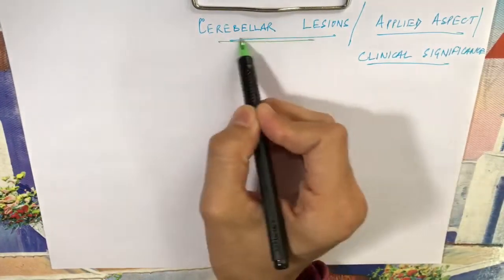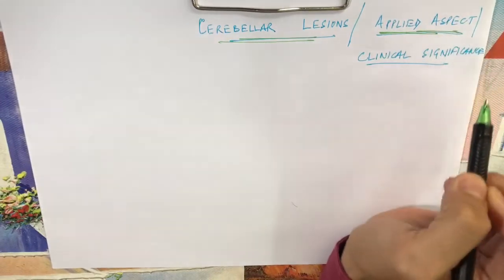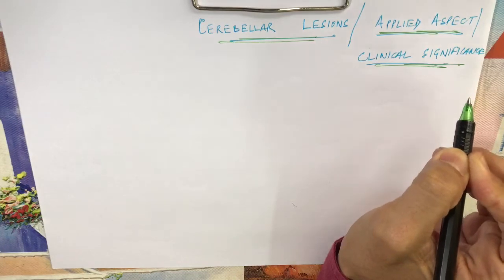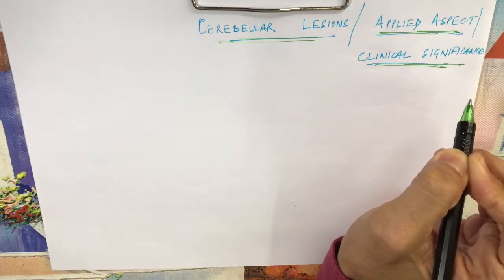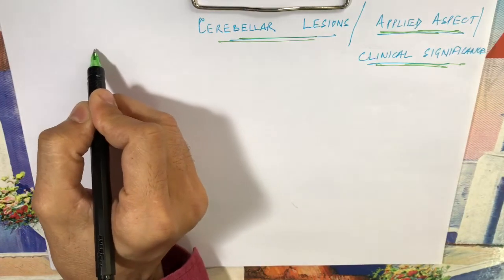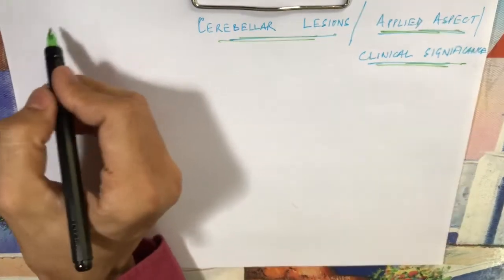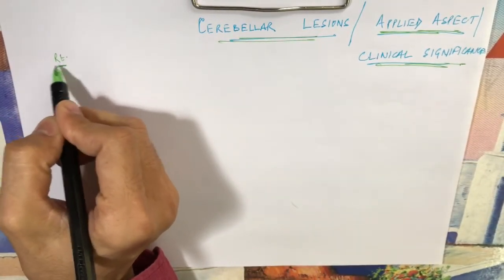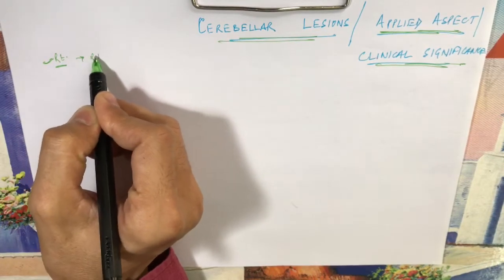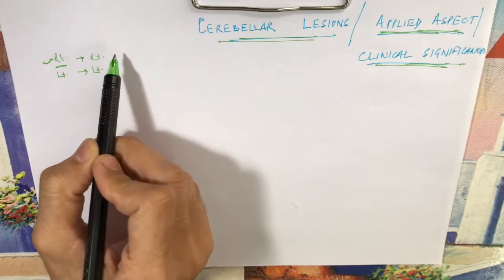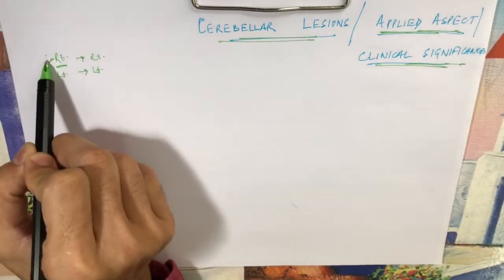Okay, now in the cerebellar lesion, we can say whether they have asked about the cerebellar lesion, or what the applied aspect of the cerebellum is, or what the clinical significance is. First and foremost, the characteristic of the cerebellar lesion is that it will affect the same side, the ipsilateral side, right. If the right cerebellar hemisphere has some problem, then the right side of the body will be affected, and the left side will affect the left side, right. We know the reason for that. Okay, that is the important characteristic feature.